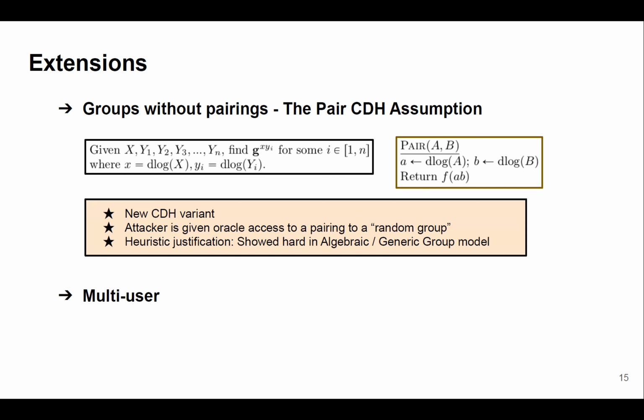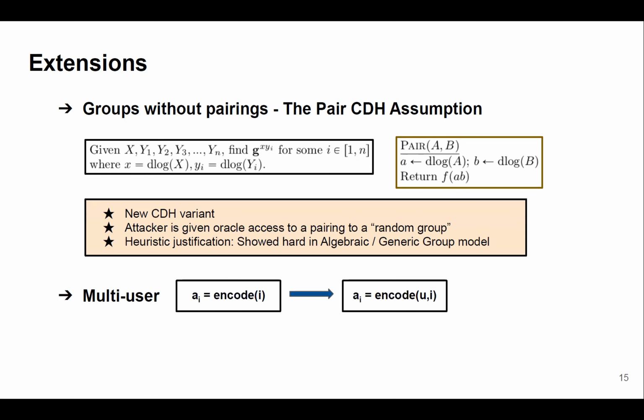Orthogonally, in this talk, we have only addressed the multi-challenge setting. To extend our work to the multi-user setting is a fairly easy extension. We can now program the random string AI as an encoding of both the user identifier and the challenge counter, instead of it being the encoding of just the challenge counter.